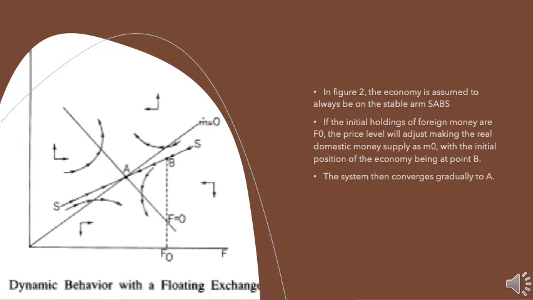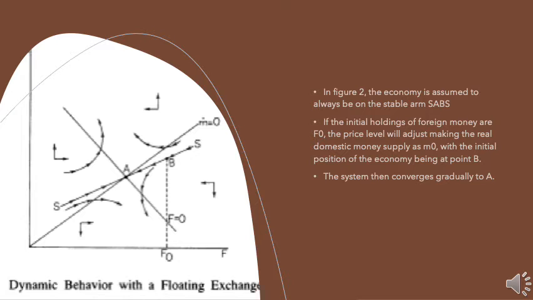Here, the economy is assumed to always be on the stable arm, represented by the line connecting SABS. Horizontal axis F represents holdings of foreign money. The vertical axis M represents real domestic money supply. If the initial holdings of foreign money is F0, the price level will adjust, making the real domestic money supply M0, with the initial position of the economy being at point B.